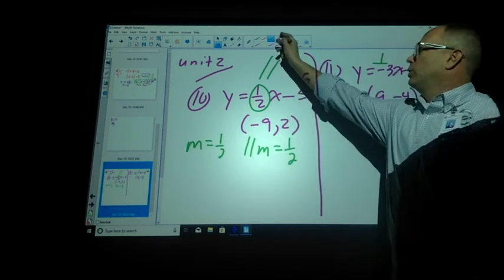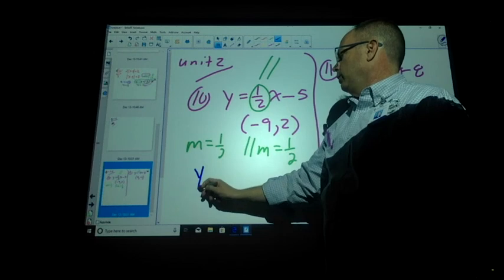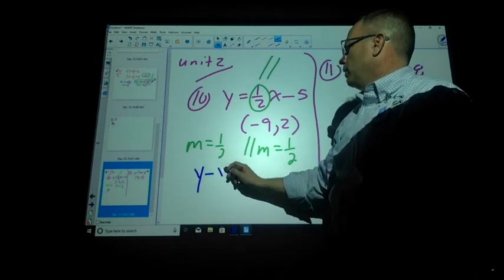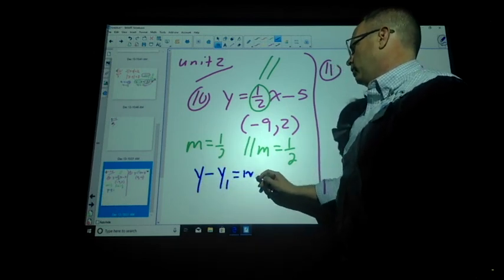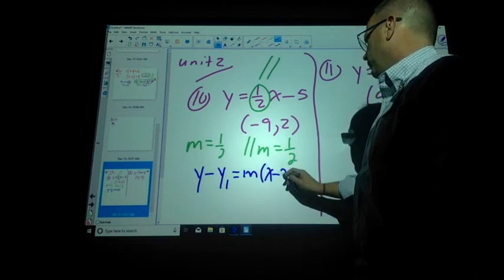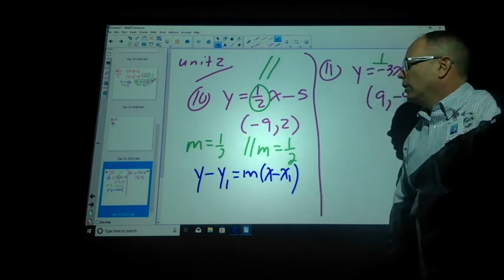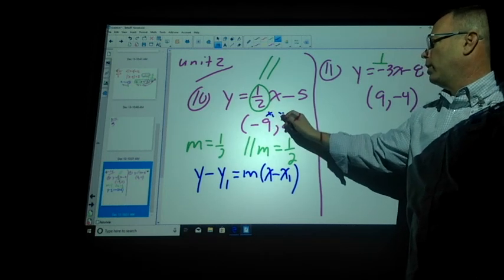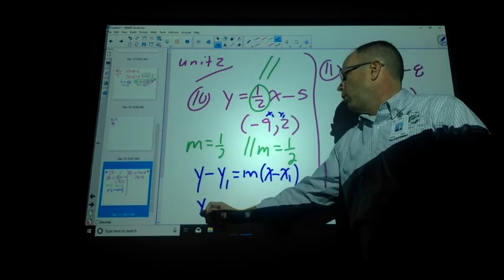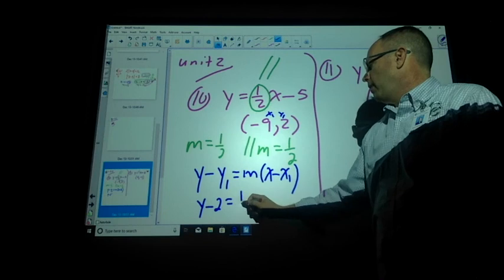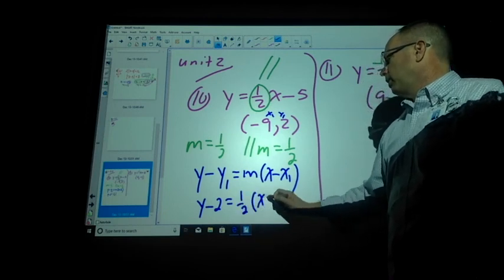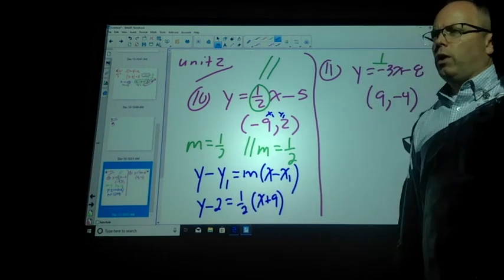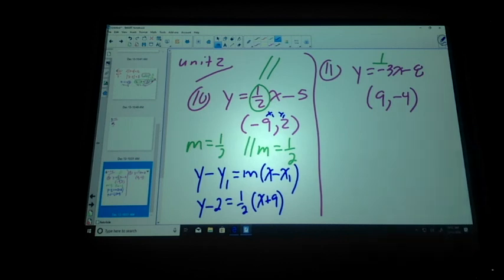So then I'm going to go to my point slope equation. This was old school Algebra 1. So I'm going to show it 2 different ways because it was taught 2 different ways by different teachers. I'm going to use point slope, which that's x1, that's y1. So I can plug in, so I'm going to get y minus 2 equals 1/2 times x plus 9. So that's the equation right there that is parallel to the given equation that also goes to that point.